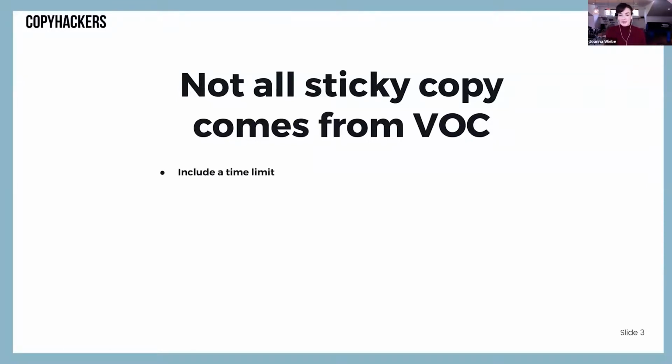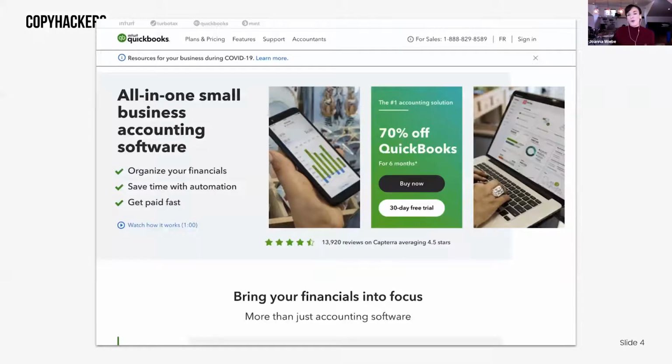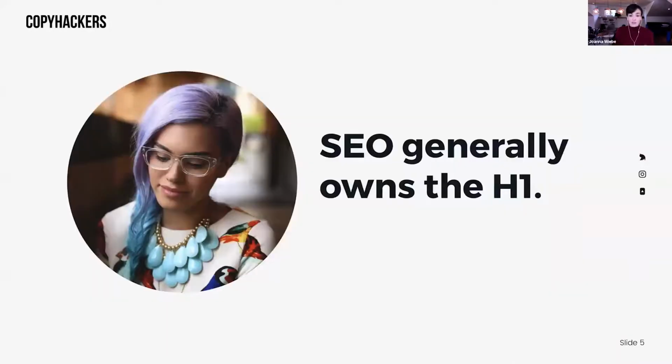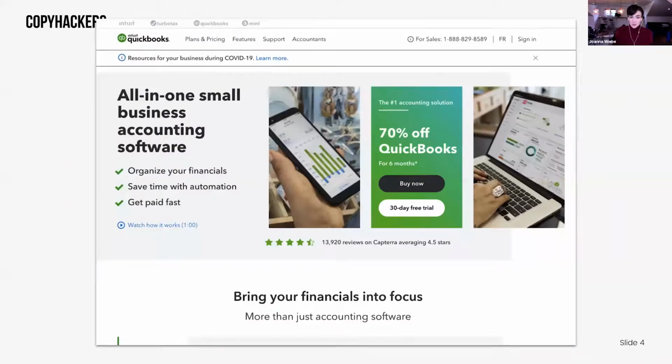You wrote a headline. You're now going to include some form of time limit. We're going to go through and show some examples of this changing. This is quickbooks.com/CA or something like that, the Canadian one. We're not necessarily going to work on the "all-in-one small business accounting software" headline, mostly because SEO generally owns the H1. That's an H1, heading one, and the H1 is really keyword rich.